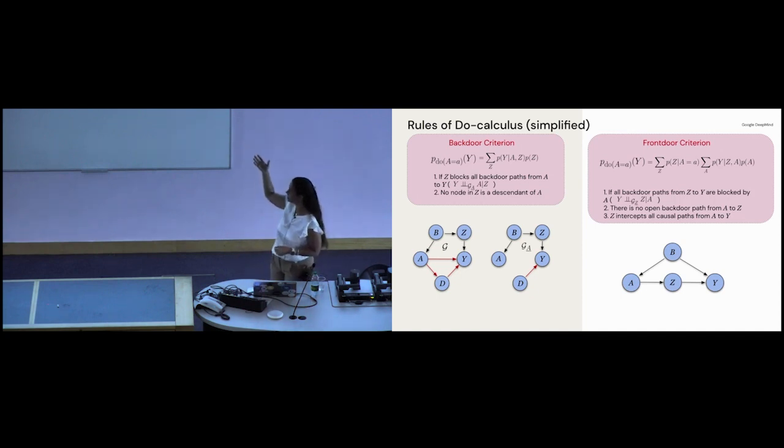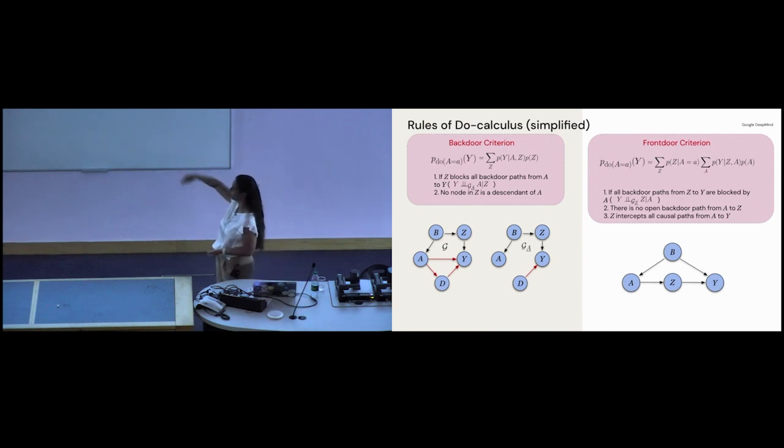So in the first case, it tells you that if there's a set Z that blocks all backdoor paths from A to Y, and there is no node in Z that is a descendant of A, then you can write that formula that you have on the top, the backdoor criterion. So you can go in the graph, look at G of underscore A, look at whether Z separates A and Y, so it makes the two independent. If this is the case, this is the identification formula.